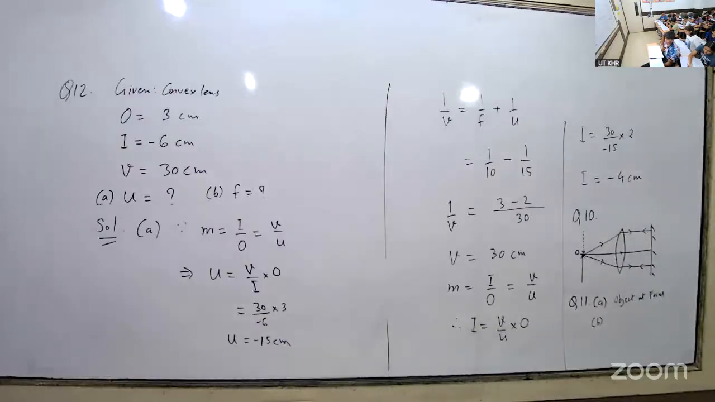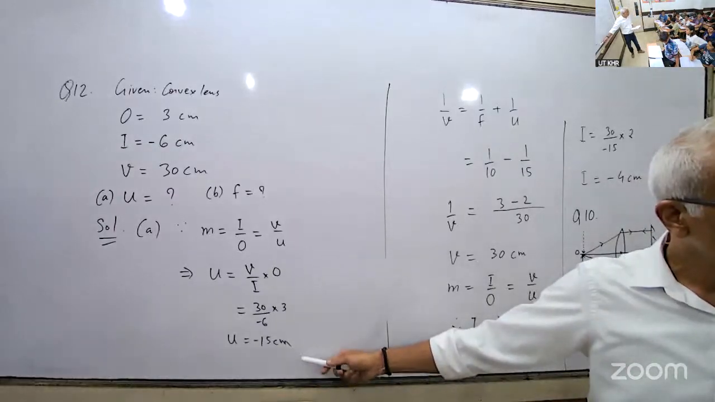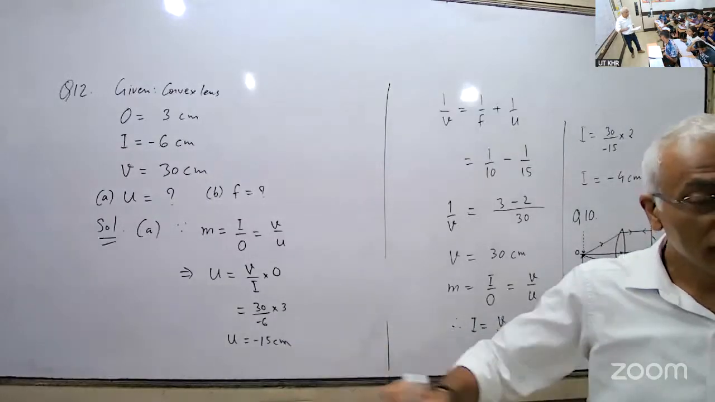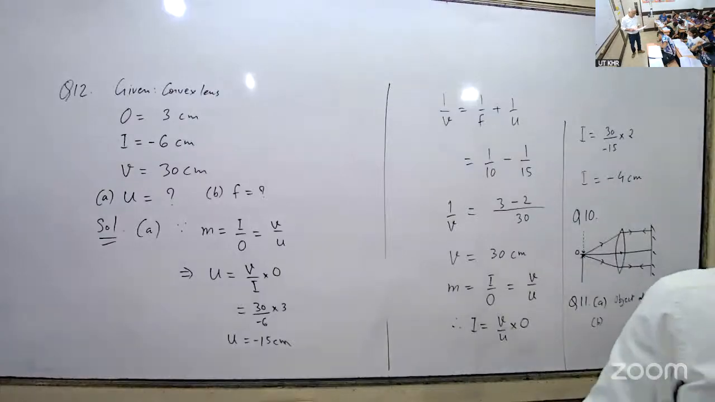Have we got the answer correct? What is the answer given here? 19 centimeters. We have got what? This answer is also wrong. Answers given are not correct. So just, everybody got U as minus 15. Object position, you have got minus 15. This is correct. So make the correction in the volume.